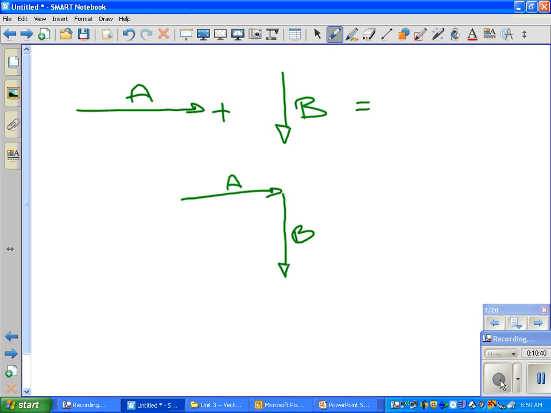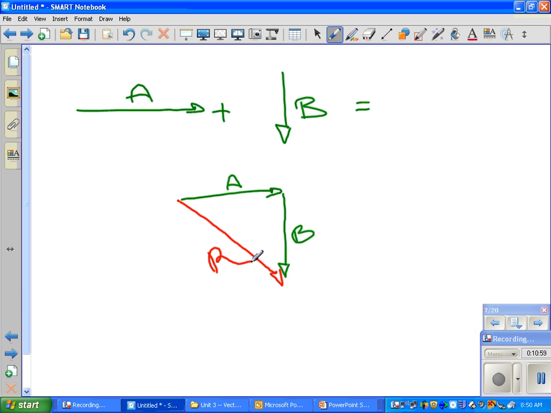Here's the big final conclusion thing that you need to remember. The resultant is the vector that goes from where you began to where you ended. That's your resultant. Ta-da! Okay, we've just added two vectors.